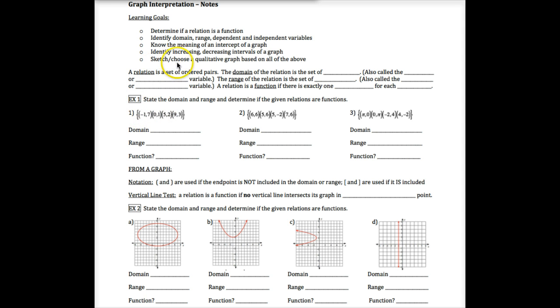First thing we want to remember how to do is to determine if a given relation is a function. So a relation is a set of ordered pairs, so it doesn't always have to be a list of ordered pairs like you see here. It could be a graph, it could be a table, but any way that you see sets of ordered pairs is a relation. Domain, remember, of the relation is the set of the x values.